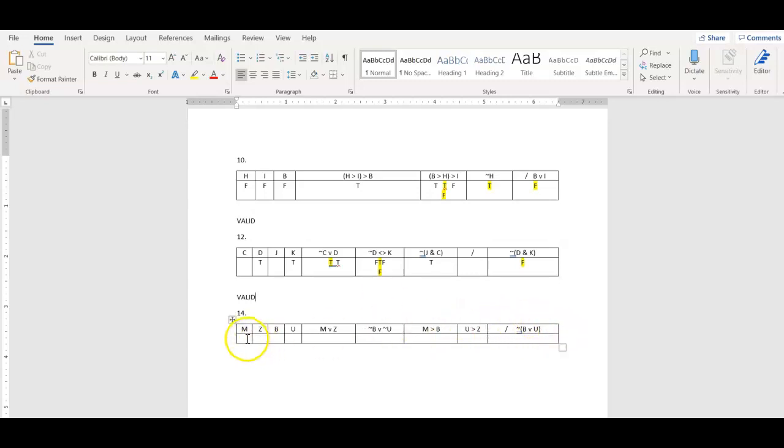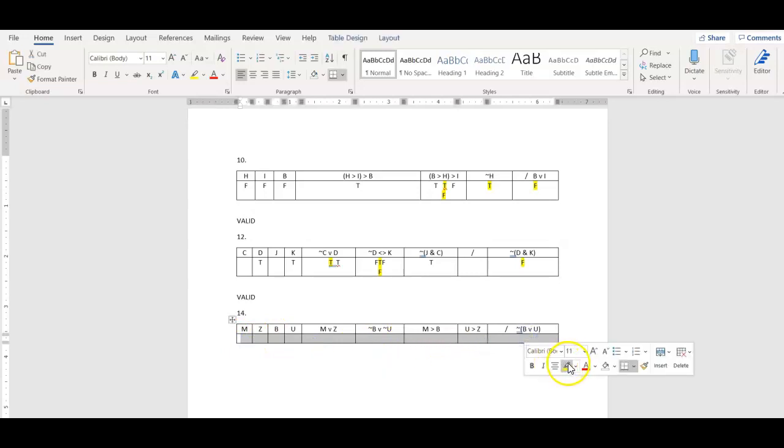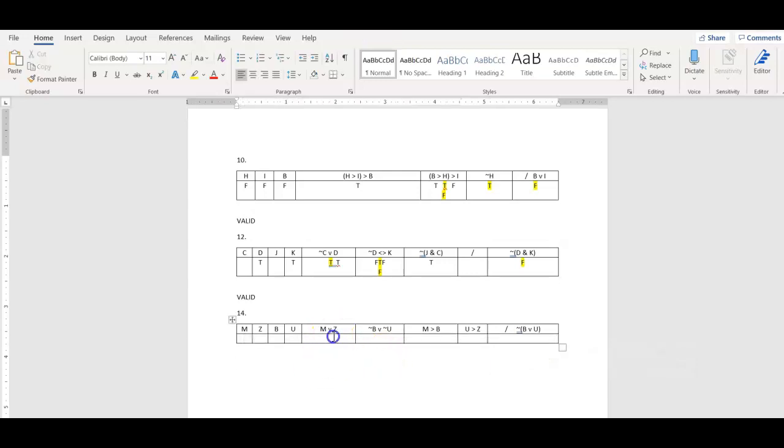Okay, and the very last one, number 14, again, it's 4 atomic sentences. So that means it would be a 16-line truth table. We want to see if we can find values that make the premises all come out true, conclusion come out false. So again, we want to try to start where there's only one possible way. Just double checking to make sure I wrote the problem down correctly.